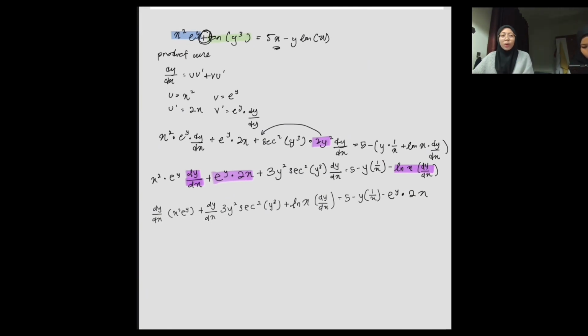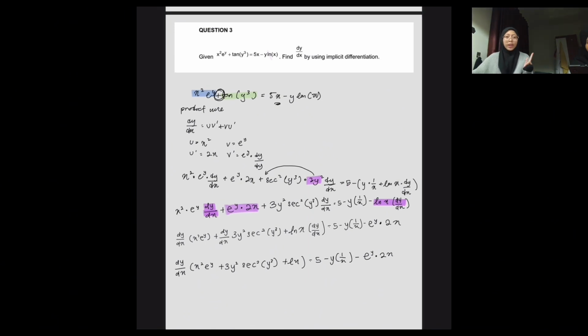And next step, we factorize the dy/dx from the other terms. So we keep it away from the other terms, and it will become like this: x² e^y + 3y² sec²(y³ + ln x) = 5 − y(1/x) − e^y multiplied with 2x. So for the next step, I will let Umay solve it.